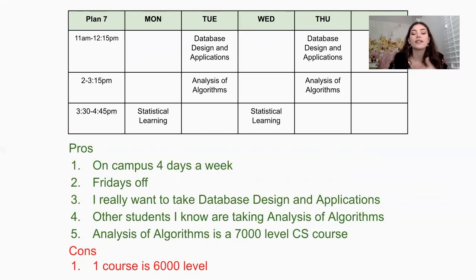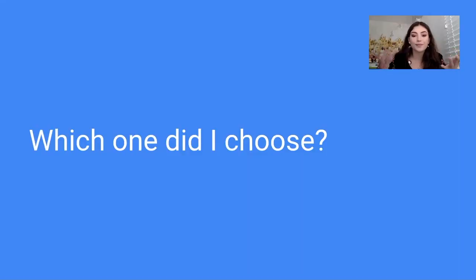Now, the only con to this plan is one course is 6,000 level, which is the database design and applications course. So I really need to be conservative with my 6,000 level courses. In this case, it's totally fine that I take this course, but in the future, I won't have very many 6,000 level courses left. So which plan did I choose?